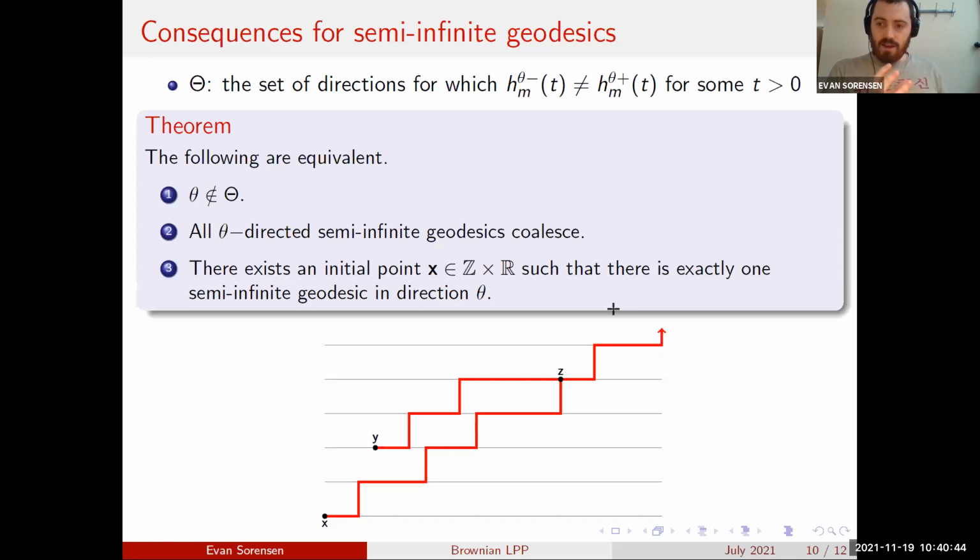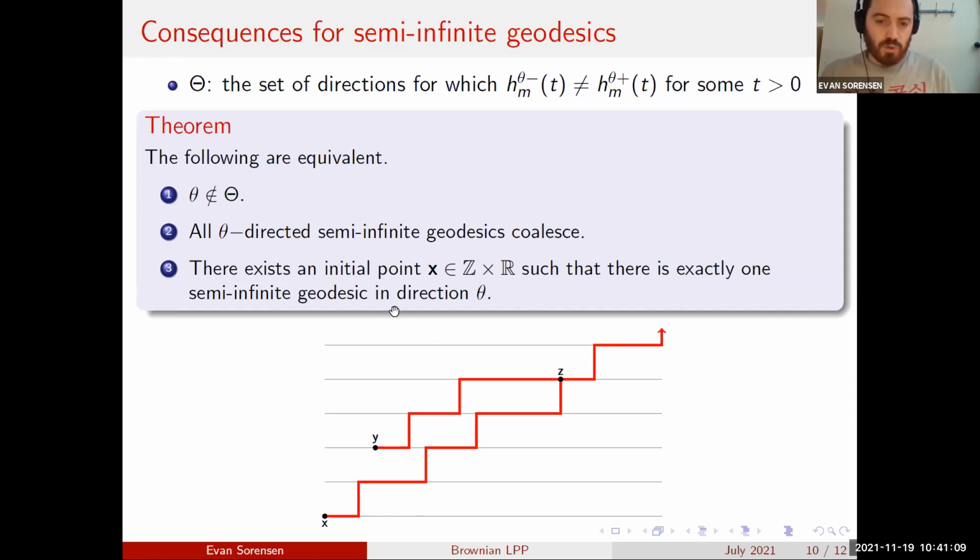The set big theta is a set of directions where the h^m theta minus and h^m theta plus disagree somewhere. This is a random countable set. So the following are equivalent. If theta is not in the set big theta, that means that all theta-directed semi-infinite geodesics coalesce. So for example, here I have points x and y. They're both going in the same direction theta. They will coalesce at some point z.